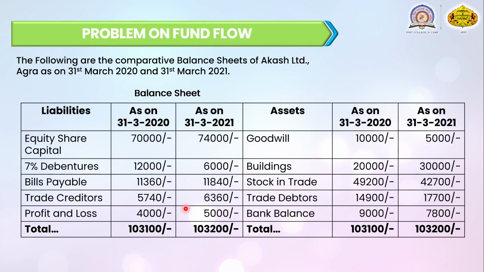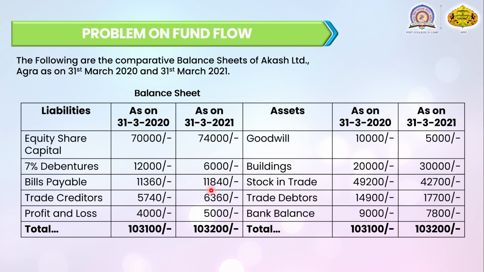After that, we are going to learn the actual practical problem on fund flow statement. The following are the comparative balance sheets of Akash Limited, Agra as on 31st March 2020 and 31st March 2021. This is the balance sheet. Liability side: equity share capital 70,000 and 74,000 in 2021. 7% debentures in 2020 is 12,000 and in 2021 is rupees 6,000. Bills payable in 2020 11,360 and in 2021 is 11,840. Trade creditors in 2020 5,740 and 2021 6,360. Profit and loss 4,000 and 5,000 in 2021.